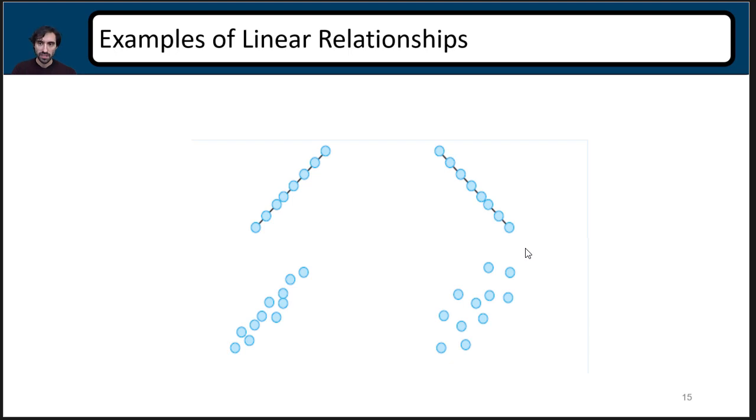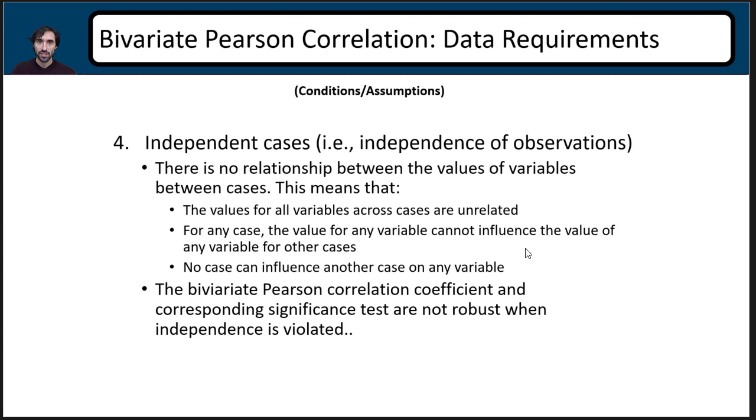All right, so here are some more examples of linear relationships. Okay, going back to the assumptions. So we met our first 3 assumptions with at least that example. So let's go a little bit further with it.